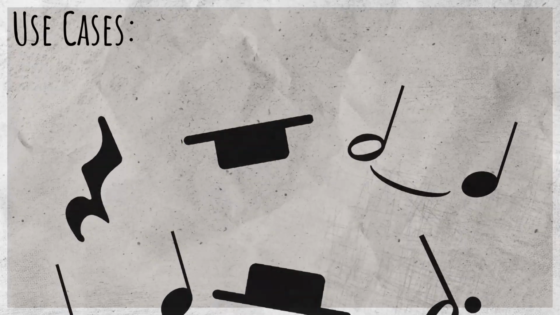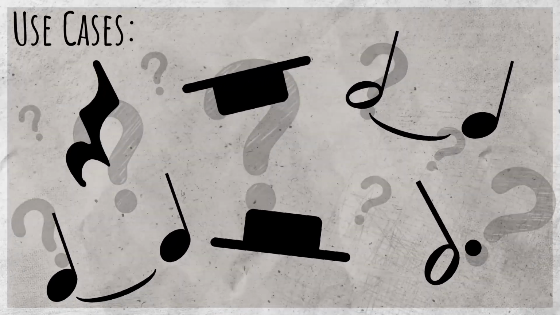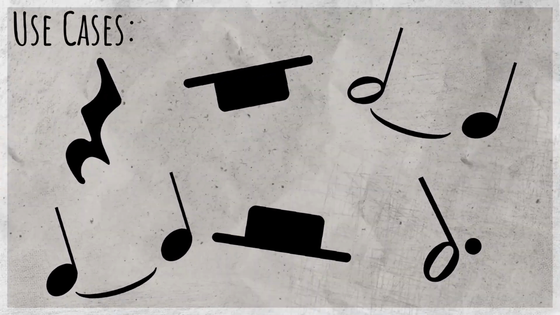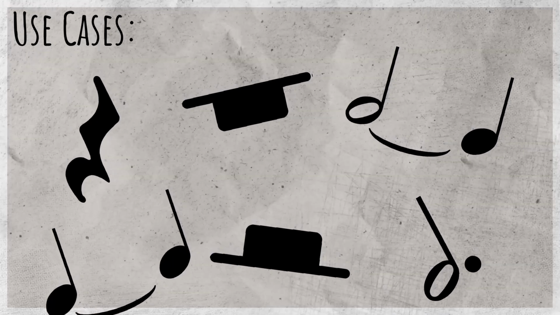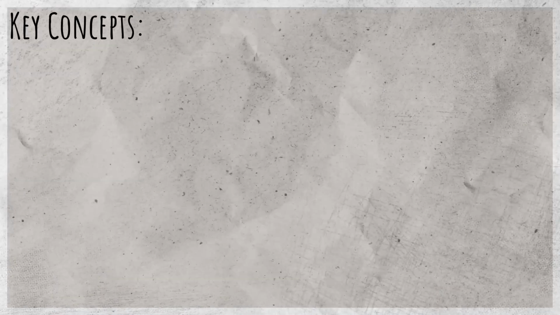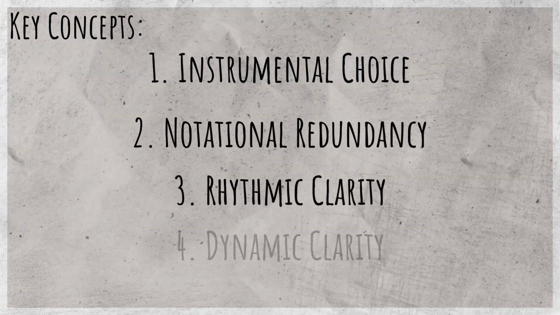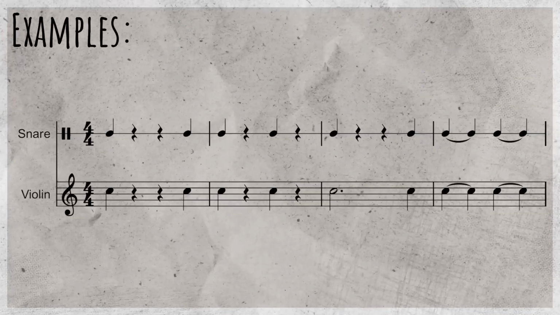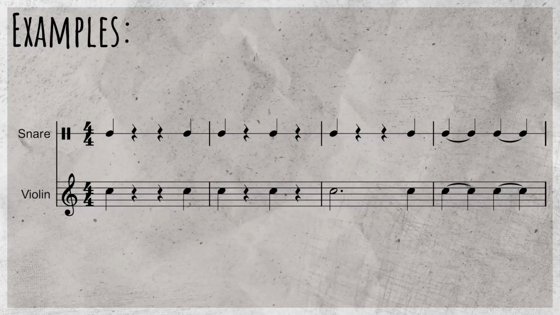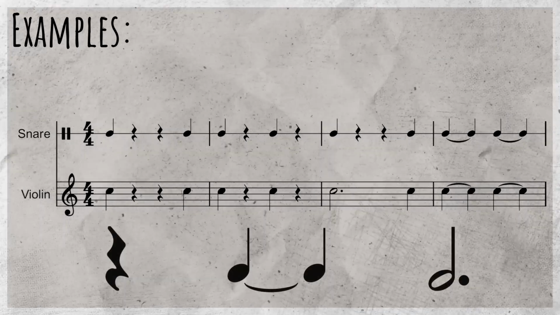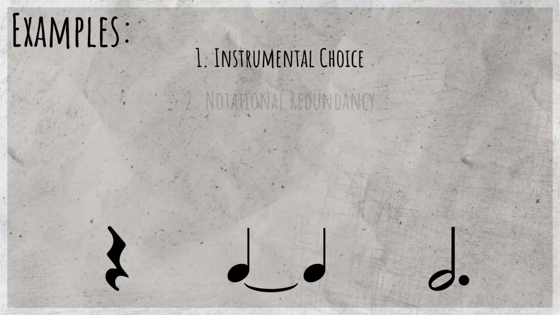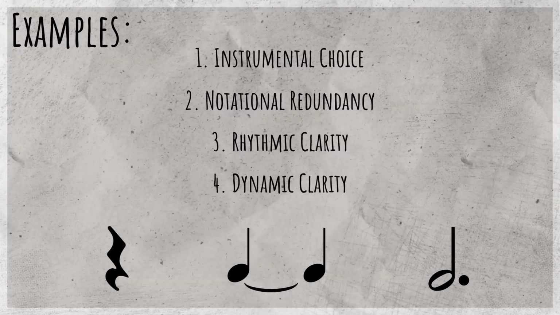So with this in mind, what is the point of using one approach over another? Well, the usefulness of each notation style depends on context that affects musical interpretation. A few concepts to keep in mind are instrumental choice, notational redundancy, rhythmic clarity, and dynamic clarity. To cover each concept efficiently, I'll present a snare drum and violin example that use all 3 notational techniques. Then we'll decide which technique is most appropriate based on these concepts. Let's start with snare drum.